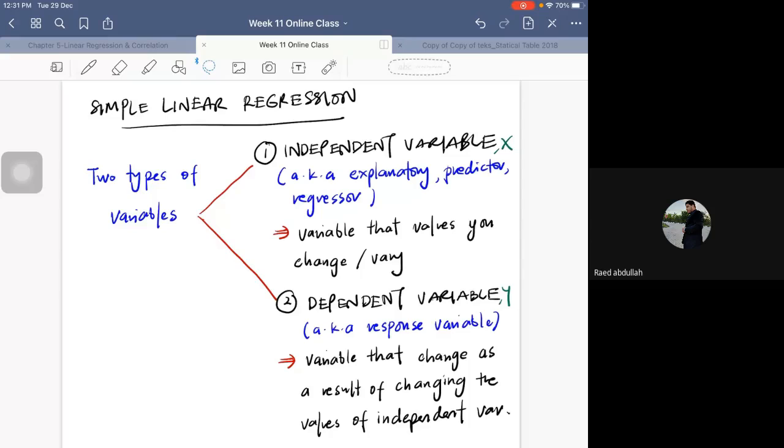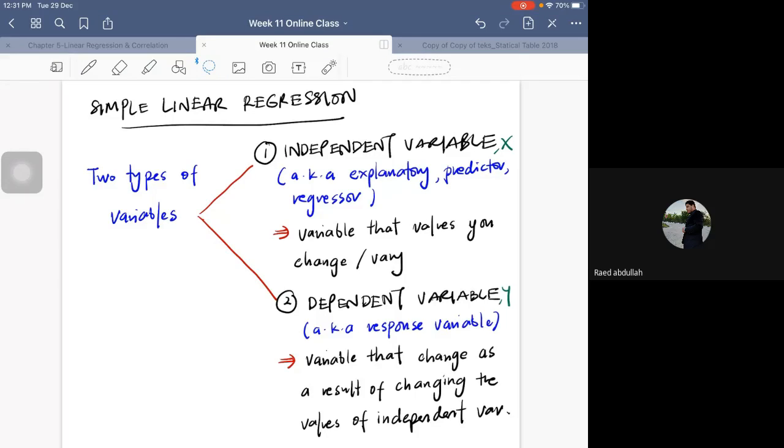So we're going to start our discussion. Today I plan to cover topic 5.1 and 5.2. First is going to be the introduction. 5.1 is the introduction of regression. And then topic 5.2, we're going to start discussing simple linear regression.